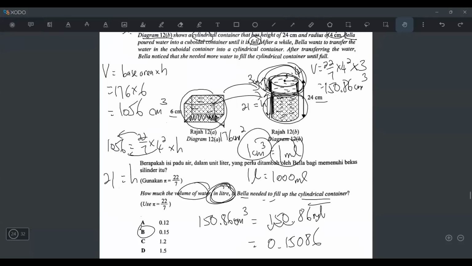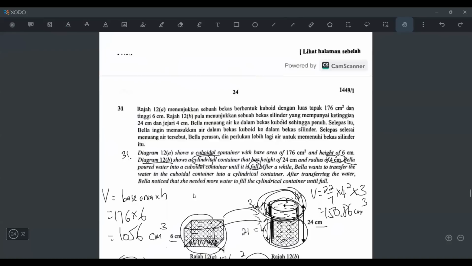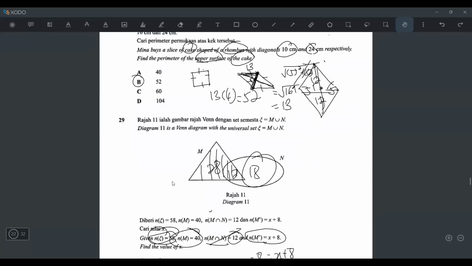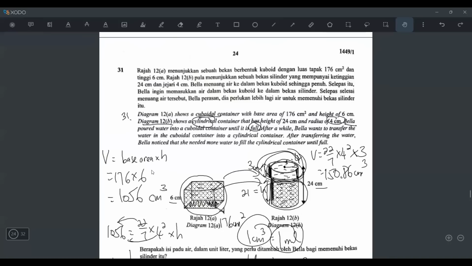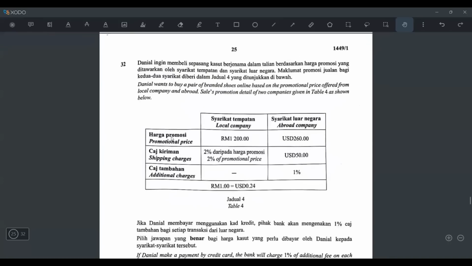Okay, I just want to check with the scheme just in case. So wait for me for a while. Wait, let me check. Let me check. ABDBC, ABDBC. Okay, yes, correct. Okay, so let's move on to question number 32.